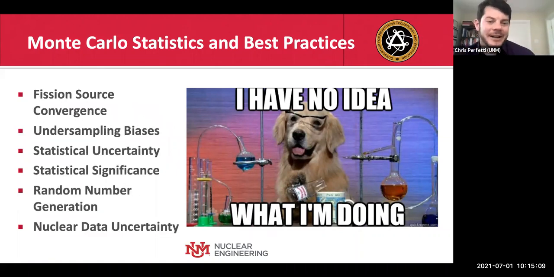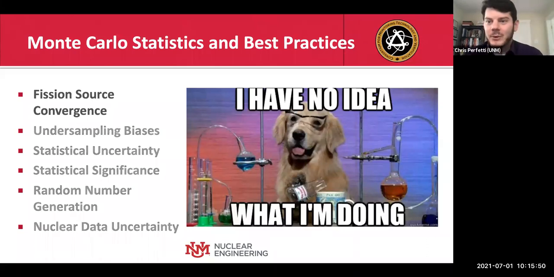So what are the traps that we can fall into for Monte Carlo, and how can we avoid them? The traps that we have are fission source convergence, undersampling biases, statistical uncertainty, statistical significance, random number generation, and nuclear data uncertainty. For the rest of this presentation, I will go through each of these six points and address their impact on Monte Carlo simulations and how you, as a Monte Carlo user or developer, can run simulations to avoid any of these pitfalls.